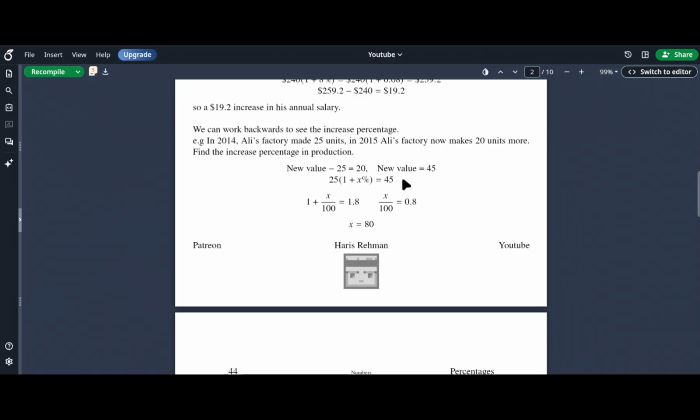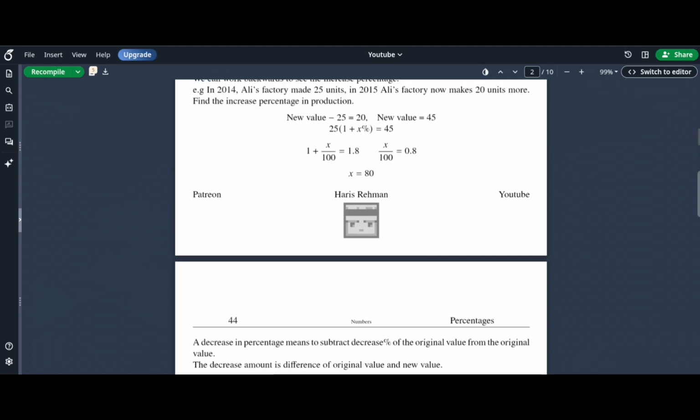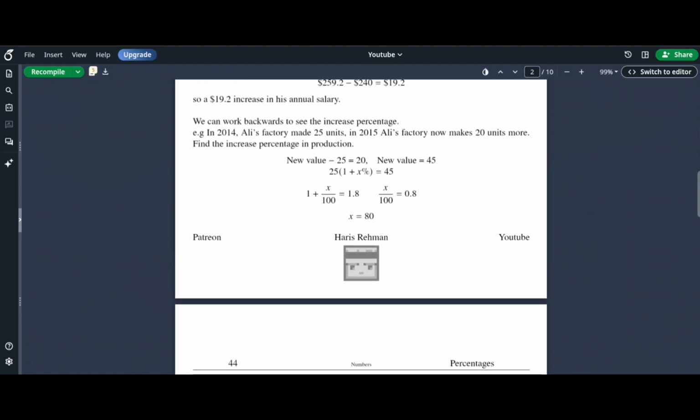We divide both sides by 25. We get 1.8. We have 1 plus x percent. x percent is x over 100. We subtract 1 on both sides, so we get this value. Next, we multiply by 100 on both sides to get x equal to 80. What does this mean? It means that the factory now makes 80% more units than last year. This is how you can think of it.